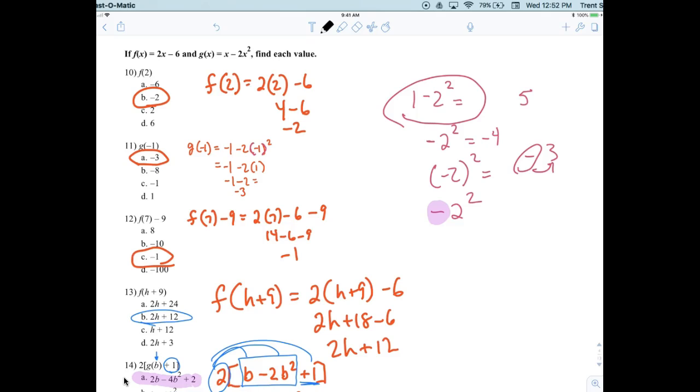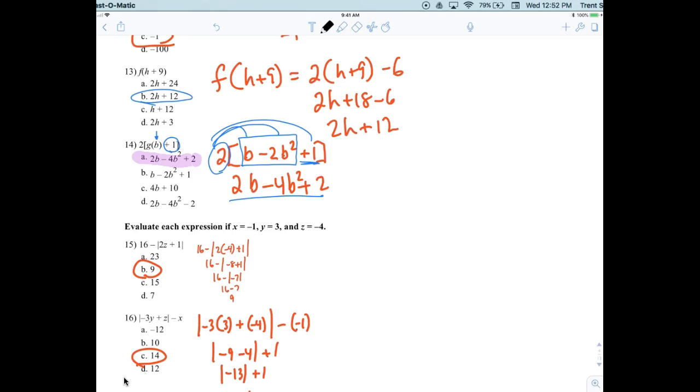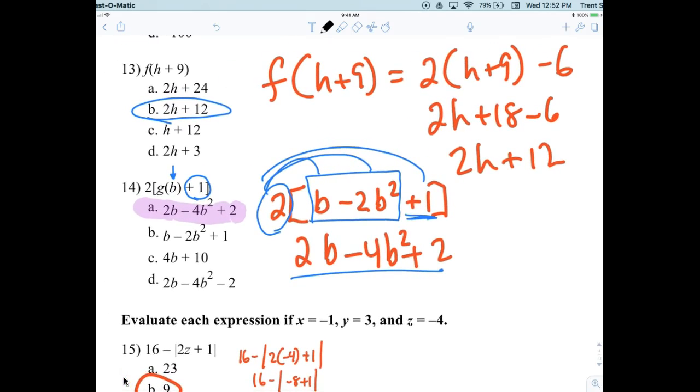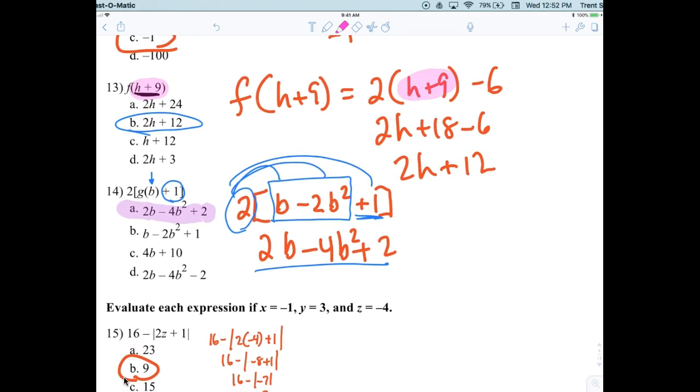Now let's talk about the ones that are a little bit trickier. Let's take a look at 13. So 13 means to replace x with what? H plus 9. You're replacing x with h plus 9. That's exactly what I did. This originally was x. I replaced it with h plus 9. Then I distributed, then I combined terms. Does that make sense now why it's 2h plus 12?